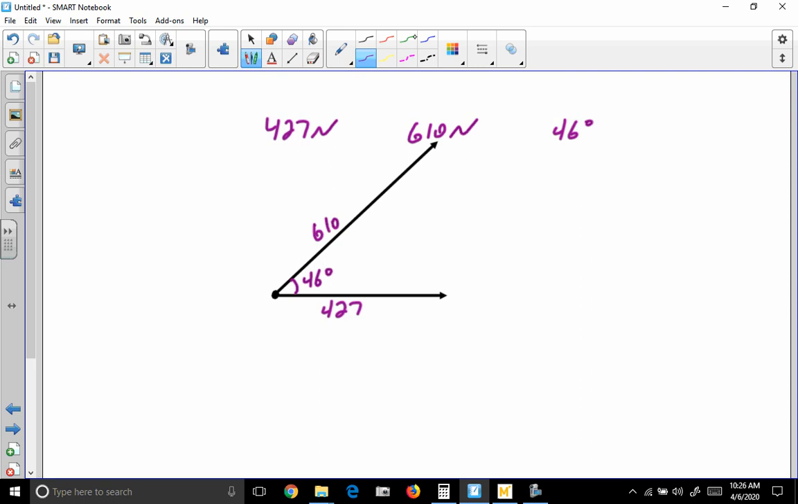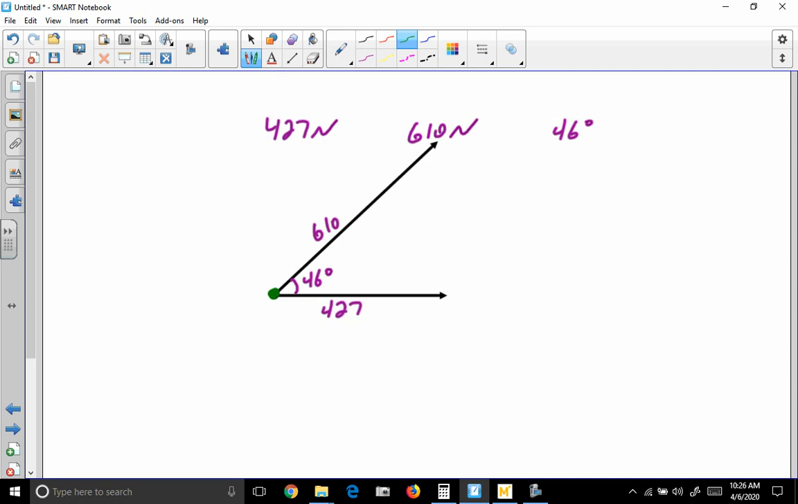So that's the orientation that the vectors are. Imagine that we had a point here and someone was pulling this direction, someone was pulling that direction. There's a 46-degree angle between their forces. But the resulting force is going to be somewhere in between here.